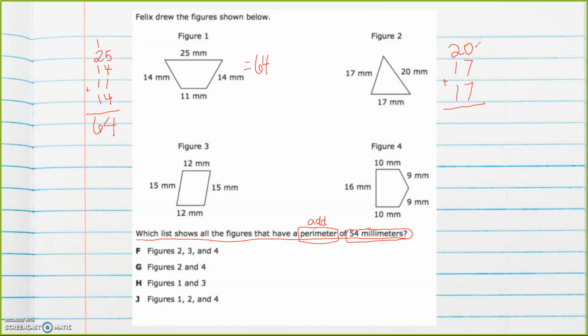I have 0 plus 7 is 7. Plus 7 more is 14. I'm going to put my 4, carry my 1. 1, 2, 3, 4, 5. So right here, I have 54.